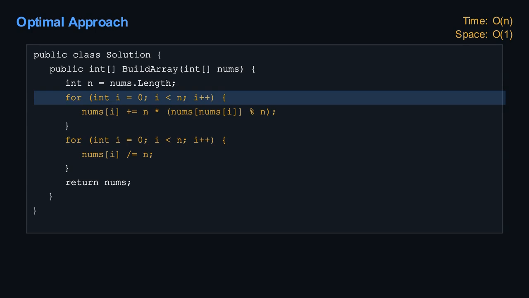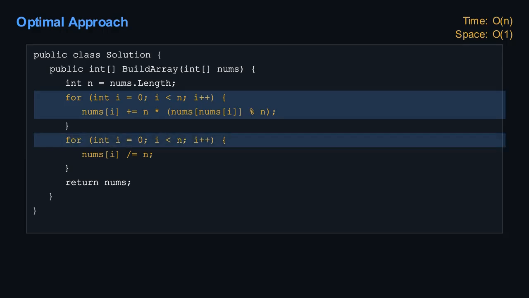For each element at index i, its original value is nums[i], and its new value should be nums[nums[i]]. We can store both by modifying nums[i] to be original value plus n times (new value modulo n). During the first pass, we transform each element this way. In the second pass, we simply divide each element by n to extract only the encoded new value, effectively discarding the original value which is no longer needed.